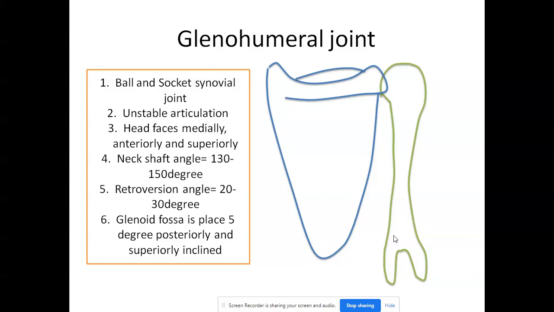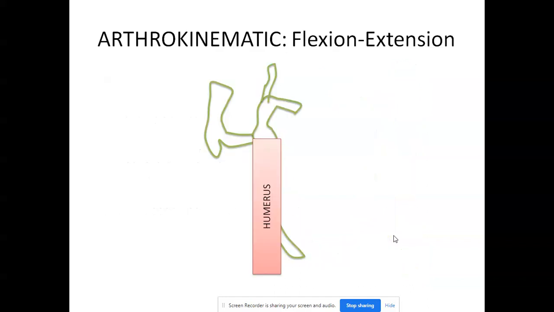We already know that an unstable articulation may lead to some type of dislocation. To inhibit that, the glenoid fossa is placed slightly superiorly. By how much? That is your 5 degrees. So one main important factor is the glenoid fossa, which is placed 5 degrees posteriorly and superiorly inclined, inhibiting inferior dislocation of the humerus.